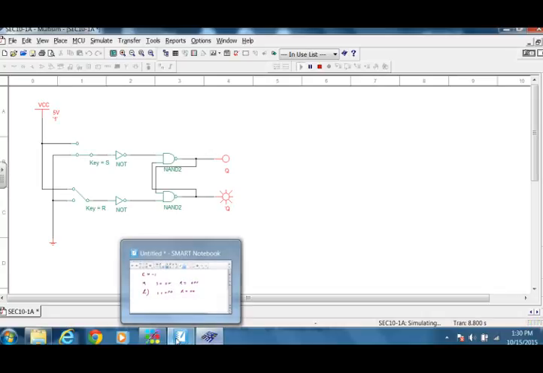What has to happen for the Q outputs of U6? Where the heck's U6? Are you on the right problem? I think you're on the right one.